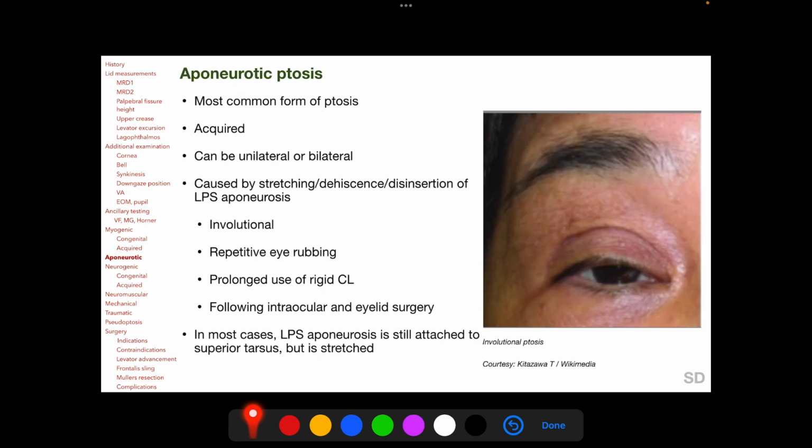Aponeurotic ptosis is overall the most common form of ptosis. It is an acquired ptosis which can be unilateral or bilateral and is caused by stretching, dehiscence or disinsertion of the LPS aponeurosis. It can be involutional or age-related or can occur following repetitive eye rubbing, prolonged use of rigid contact lenses, or following intraocular or eyelid surgery.